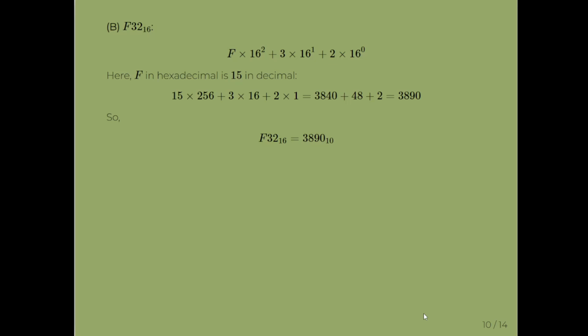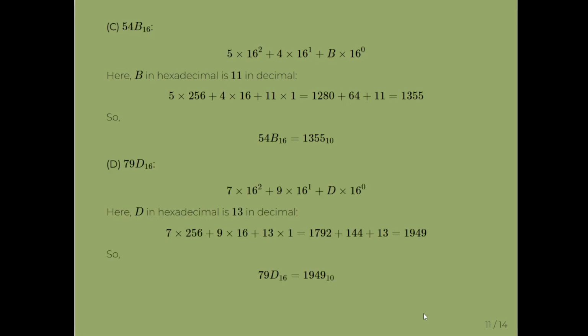F in hexadecimal is 15 in decimal. So we have 15 times 256. Piecing that all together, that is equal to 3,840 plus 48 plus 2, which is 3,890. Okay, so F32 is 3,890. So 2 more and we're done.